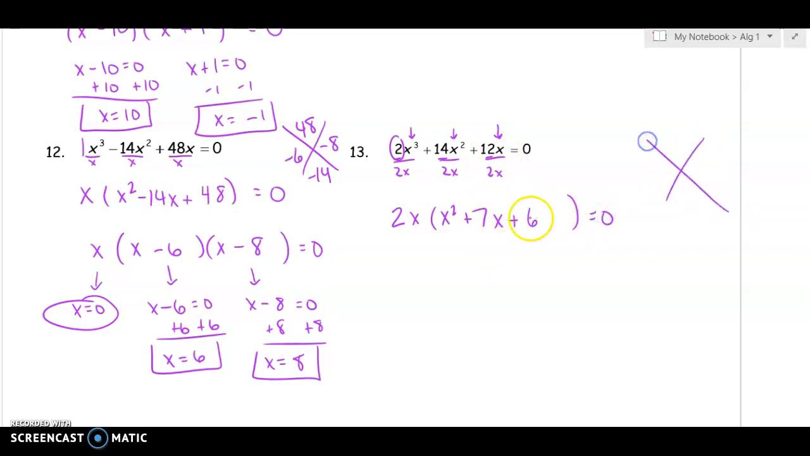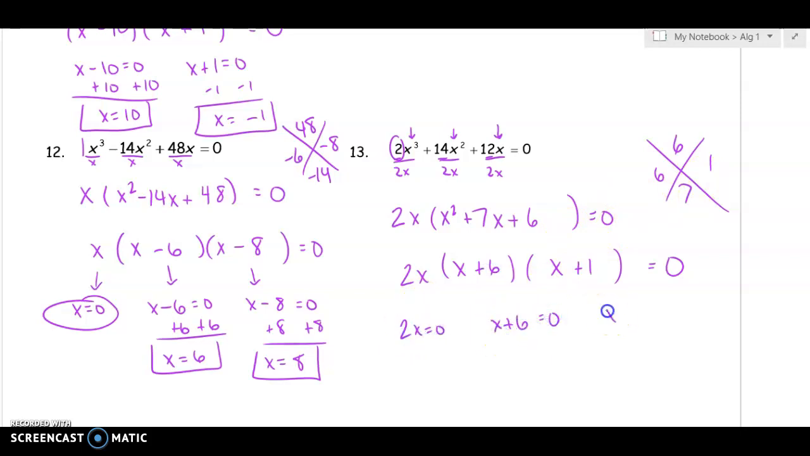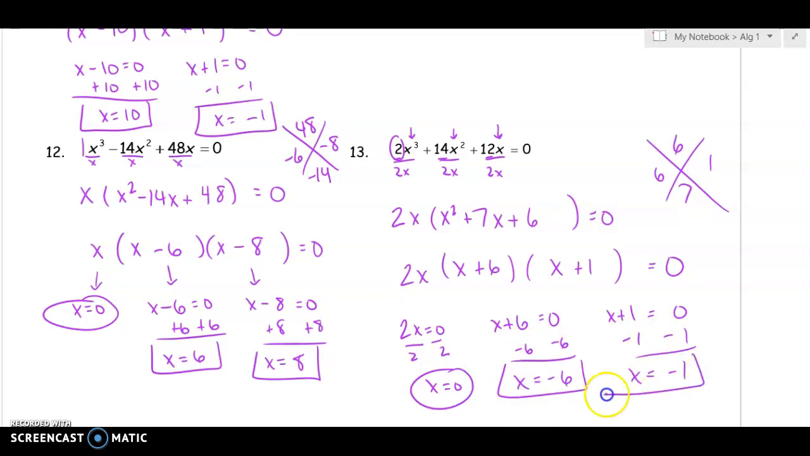Now we do our box problem. It's got to multiply to be 6 and add to be 7. Those numbers are going to be 6 and 1. So I put the GCF in front, two sets of parentheses with the x at the beginning of both. Positive 6 is a plus 6. Positive 1 is a plus 1. And then you're going to set things equal to 0. You're going to set 2x equal to 0, x plus 6 equal to 0, and x plus 1 equal to 0. You're going to get x equals 0, subtract the 6, you get x equals negative 6, and subtract the 1, you get x equals negative 1. Okay, so that's how those are going to work.